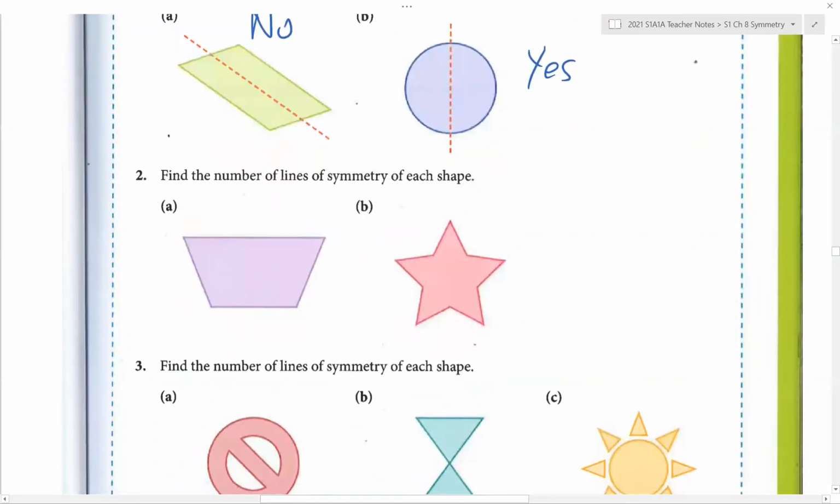Find the number. If they say number, then you must write out a number. In part A, the answer is 1. Where is the line of symmetry? Vertically, like this. What about for the star? 1, 2, 3, 4, and 5.